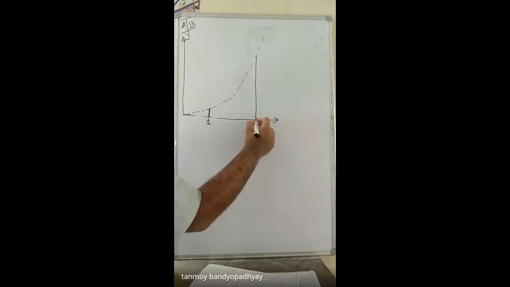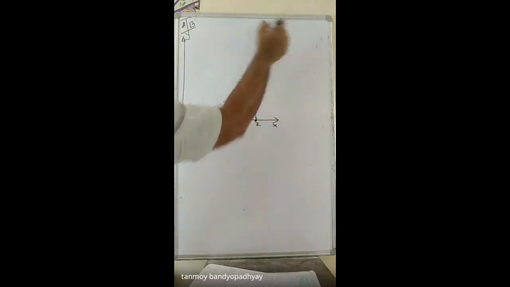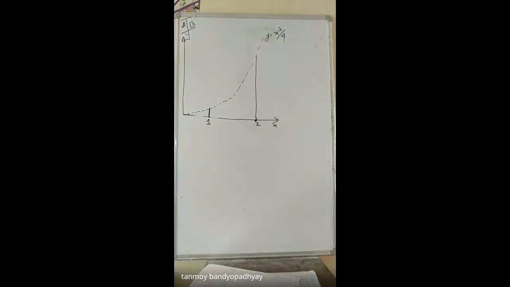So let this be 2 and the equation is y is equal to x cubed divided by 4. In this case, we have to calculate the rectangular and the polar radius of gyration of the shaded area as shown. Okay? So how do we do this? I hope now you can understand.